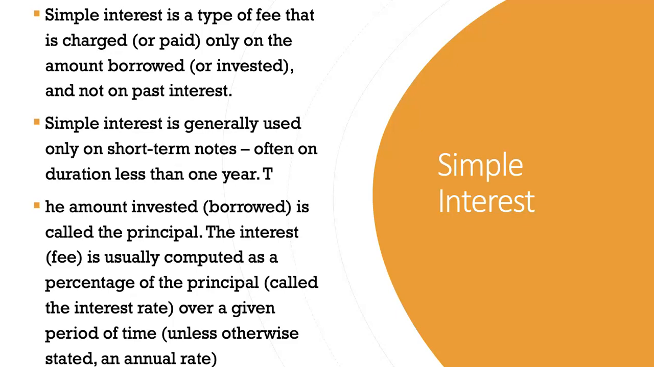Simple interest is generally used only on short-term notes or for a short period of time, often for a duration less than 1 year. The amount invested or borrowed is called the principal. The interest fee is usually computed as a percentage of the principal, called the interest rate, over a given period of time, usually over a year.